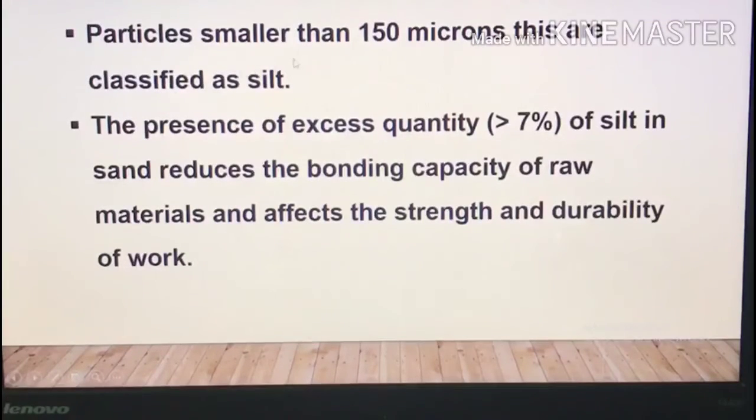Here particles smaller than 150 microns are classified as silt. The presence of excess quantity, that is more than 7% of silt in sand, reduces the bond capacity of raw materials and affects the strength and durability of work.